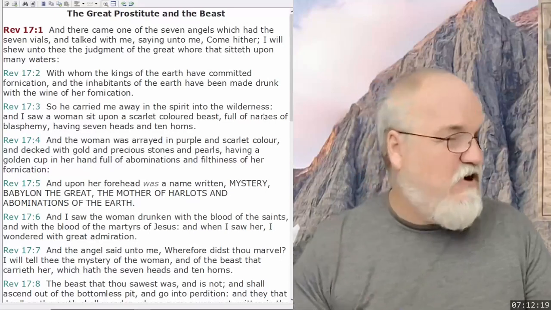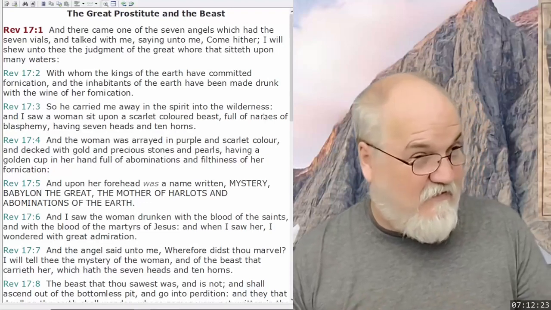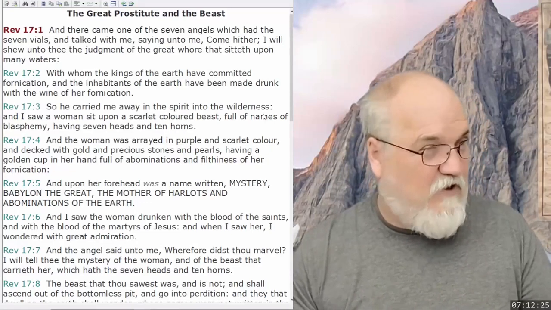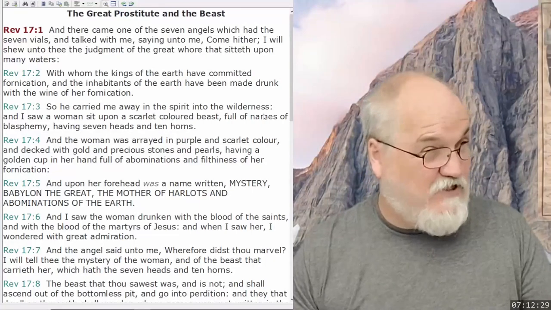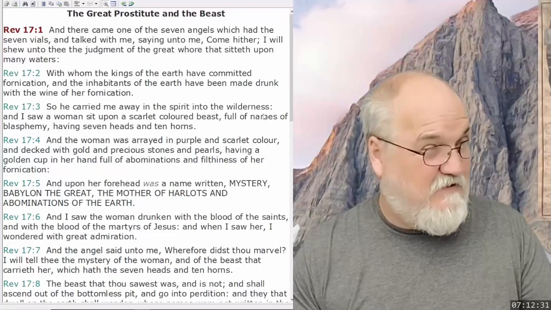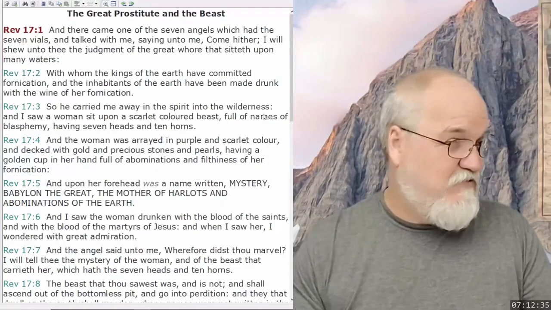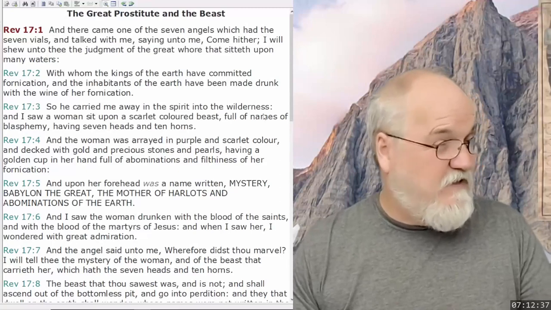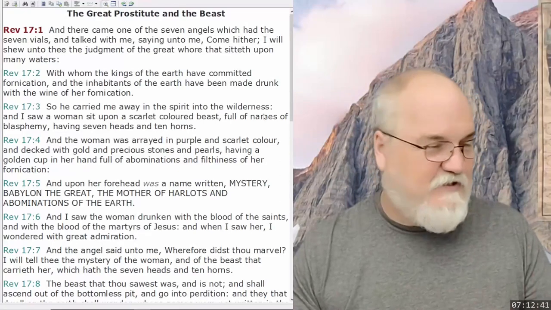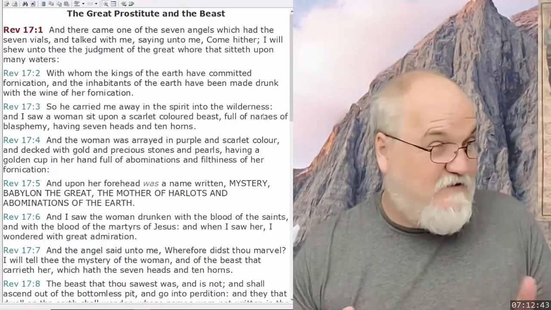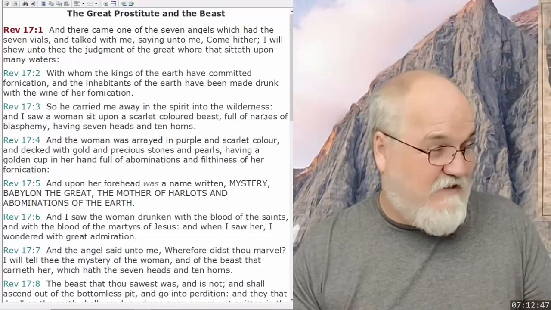She's sitting upon a scarlet colored beast, right? That's these kingdoms of the world. Full of names of blasphemy, having seven heads and 10 horns. So she's sitting upon this beast. It's a scarlet colored beast. It's not the great red dragon. And it's not the beast of Revelation 13, which looks like a leopard, feet of a bear, mouth of a lion. This is a scarlet colored beast. And the woman is riding it, right?